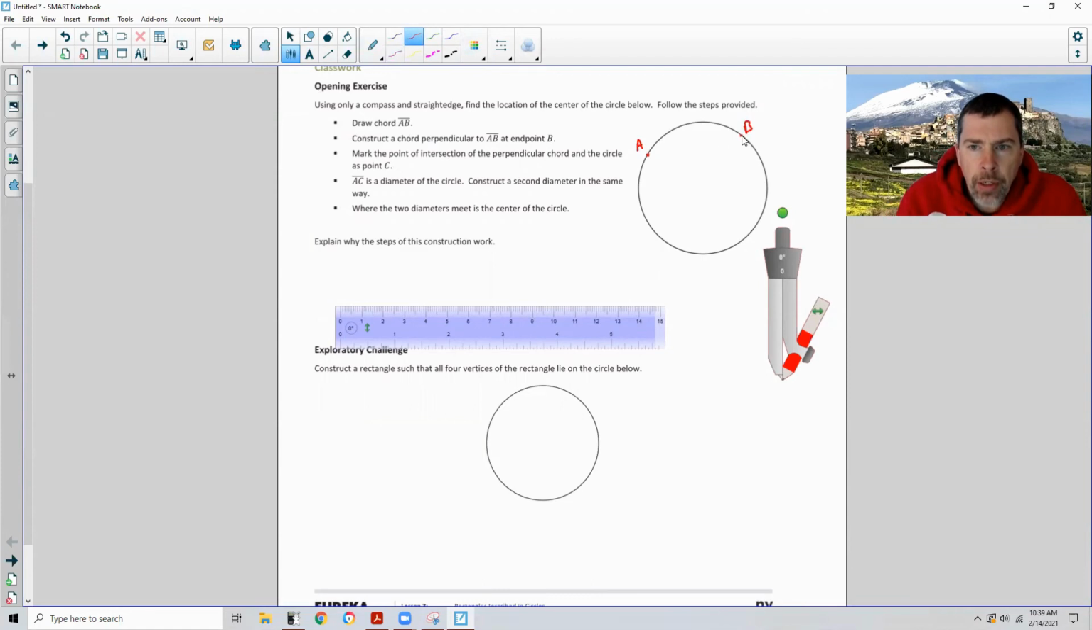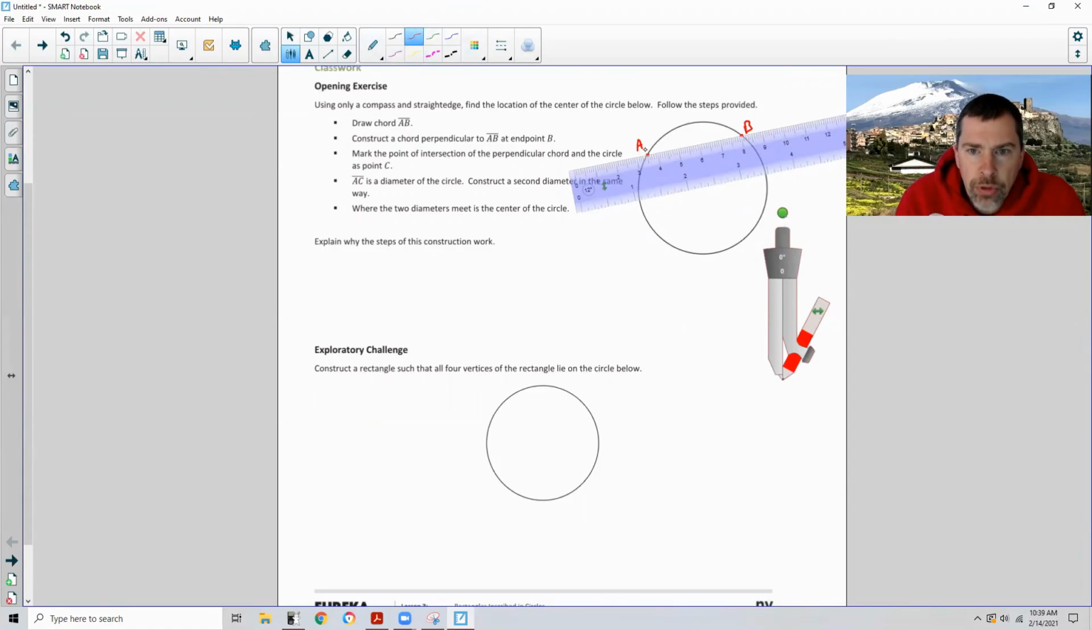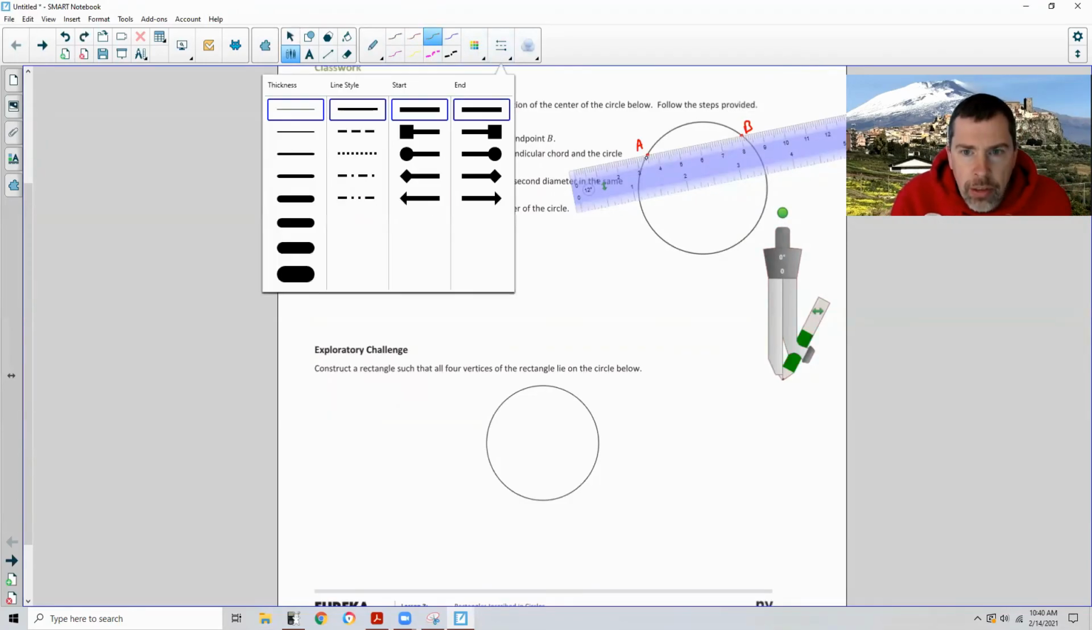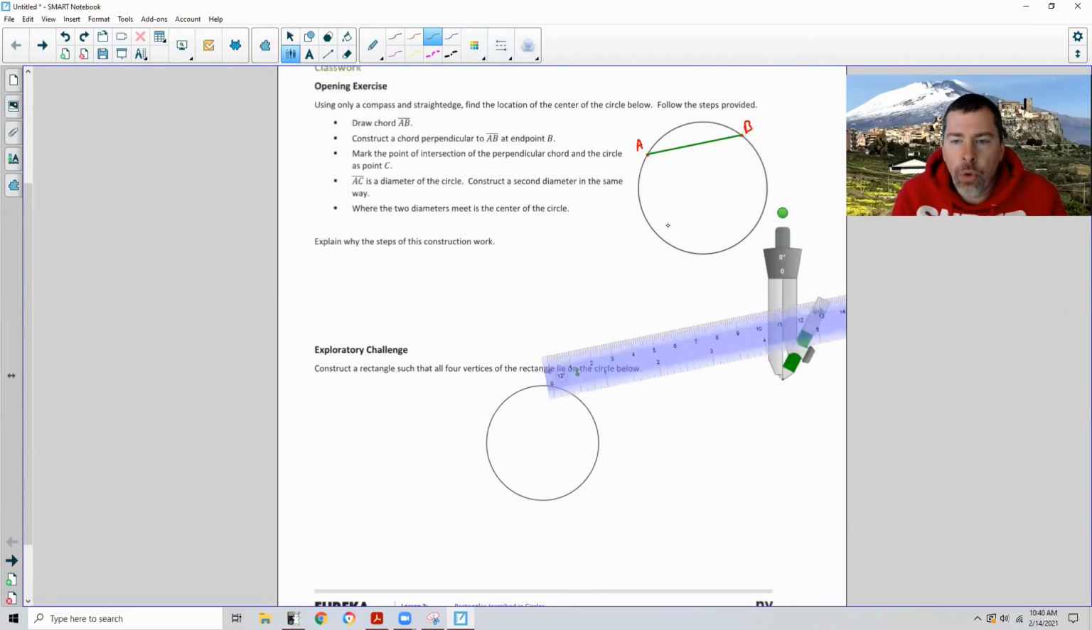Here's B. A chord is a line segment where each endpoint is on the edge of the circle. So if I drew a segment, now let's use a different color so I can see my dots, and let's make it thin. There we go. And that there is chord AB. Check.